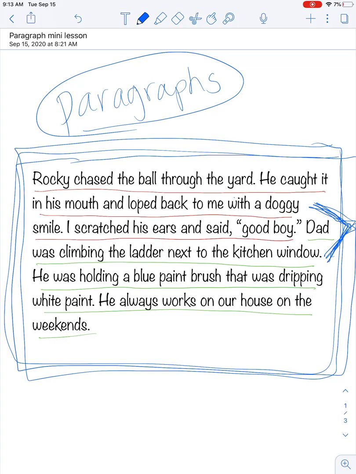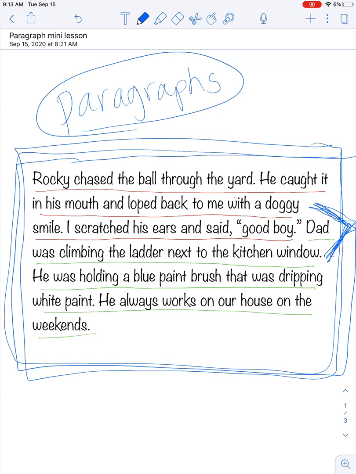So I want to show you today where writers usually start new paragraphs. Some of those typical places are when you begin a new subtopic, when time has moved forward, or when a new person is speaking. So let's look at this story a little bit more, and let's ask ourselves, would I need to begin a new paragraph?